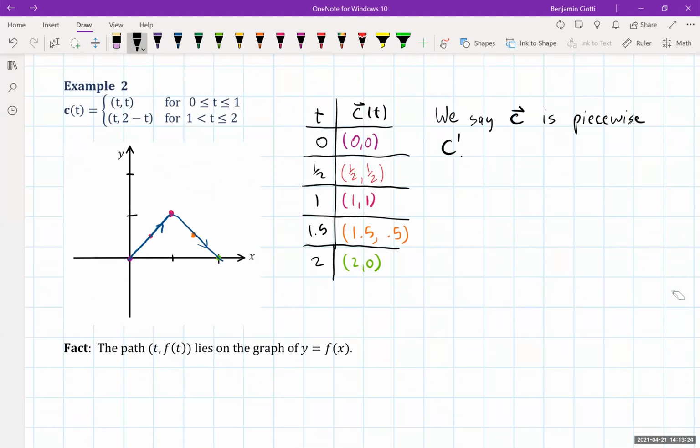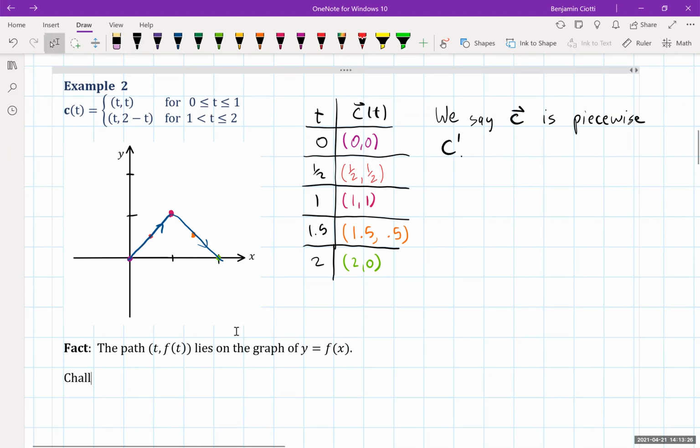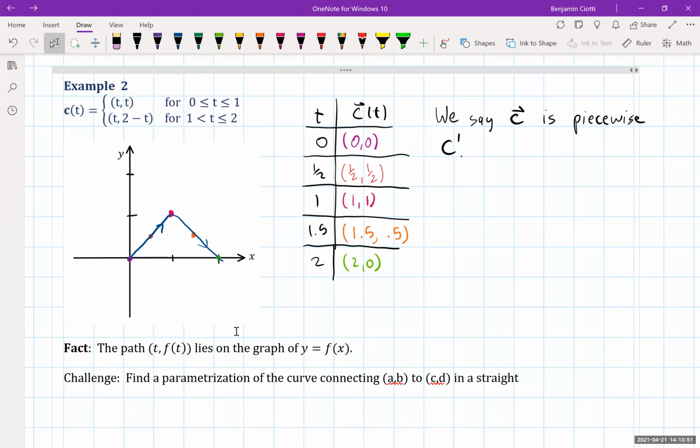Here's a challenge question for you. Find a parameterization of the curve connecting, let's say, the point A, B to the point C, D in a straight line segment. Okay, so I'll let you try that. There's many possible answers, by the way. That's why I say find a parameterization.